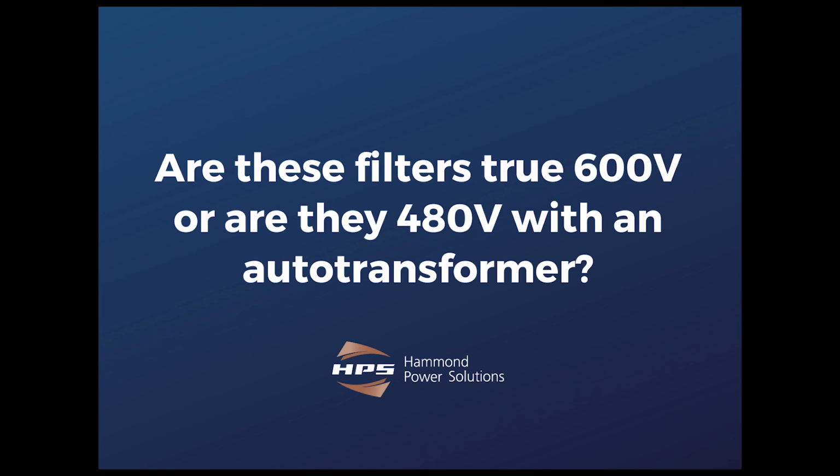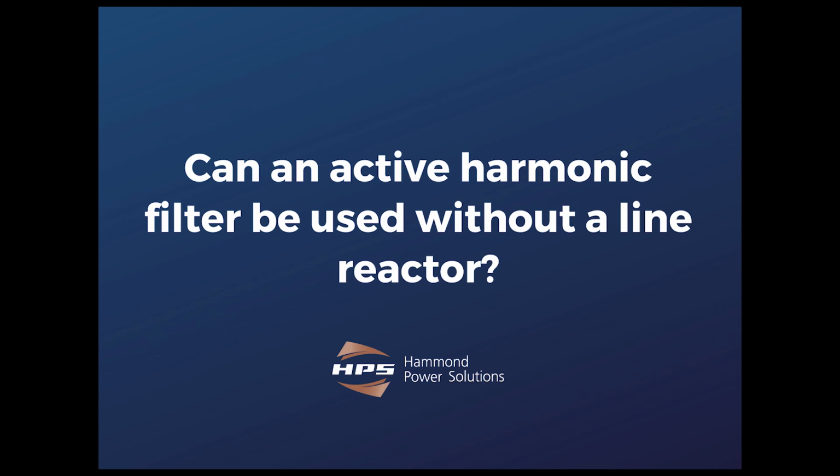Next question. Can an active harmonic filter be used without a line reactor, or is a line reactor always required? So essentially, you need to have some kind of impedance in the VFDs or other nonlinear loads that are used with the active filter. If it's VFD loads that we're using here, then you either have to have a line reactor or a DC choke in the VFD. You don't have to have both, but if there's no line reactor, then you need the DC choke. If there's no DC choke, then you need the line reactor.